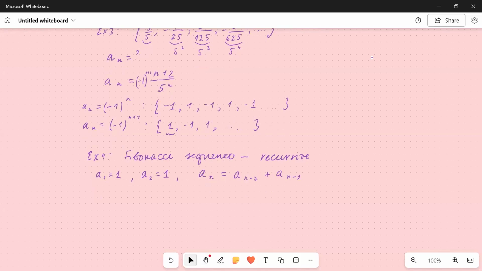Let's see how the numbers of this Fibonacci sequence are going to look. The first term is 1. The second term is 1. And the third term is 1 plus 1, which is going to be 2, right?